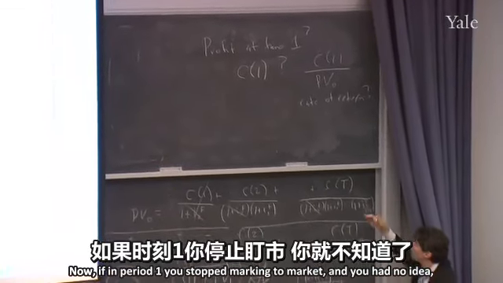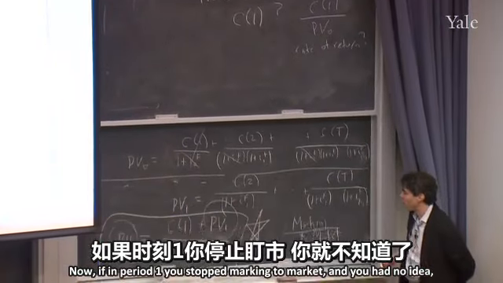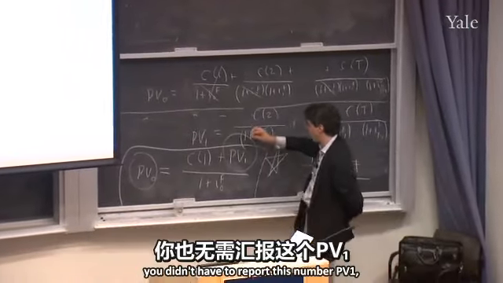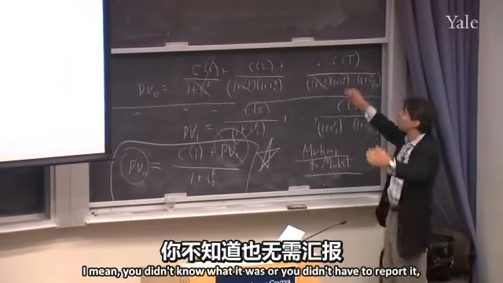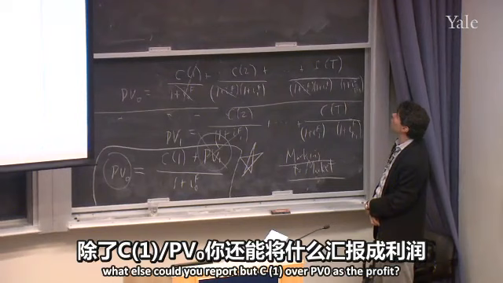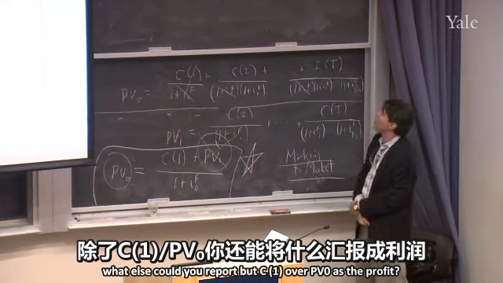Now, if in period 1 you stopped marking to market and you had no idea, you didn't have to report this number, PV1, I mean, you didn't know what it was or you didn't have to report it, what else could you report but C1 over PV0 as the profit?